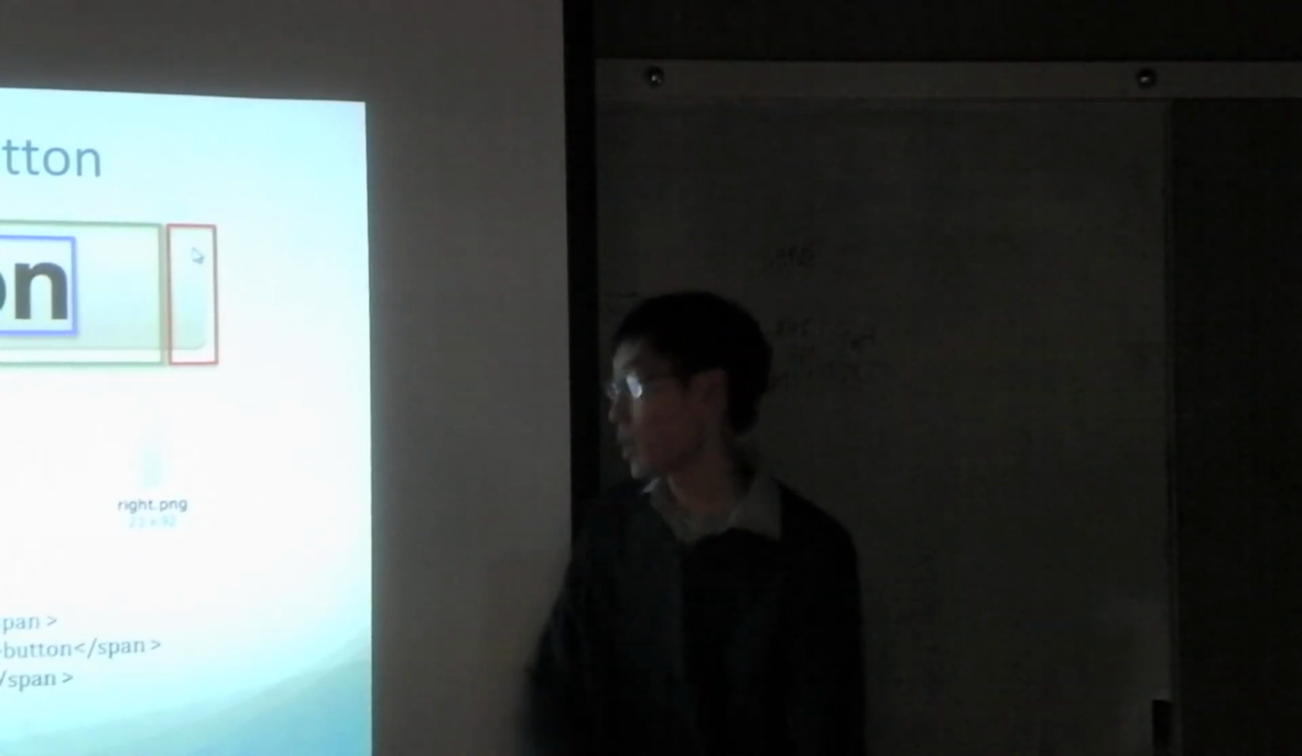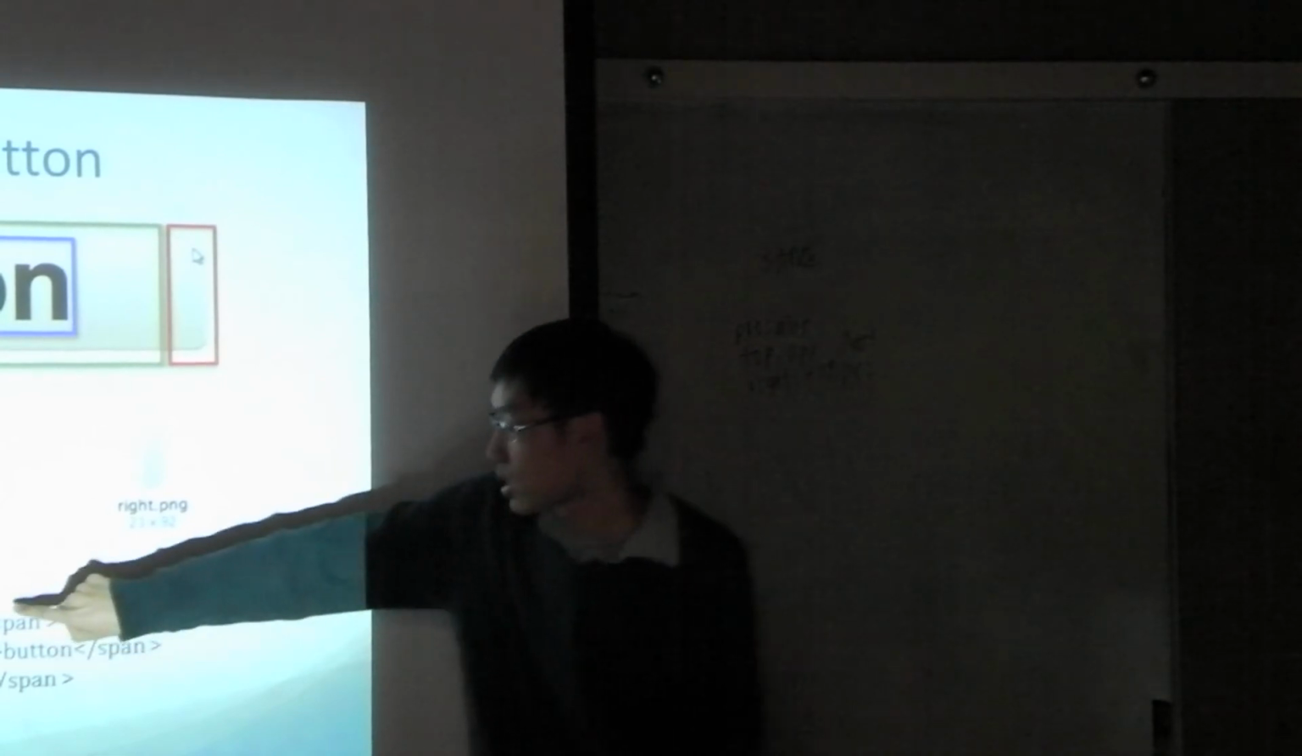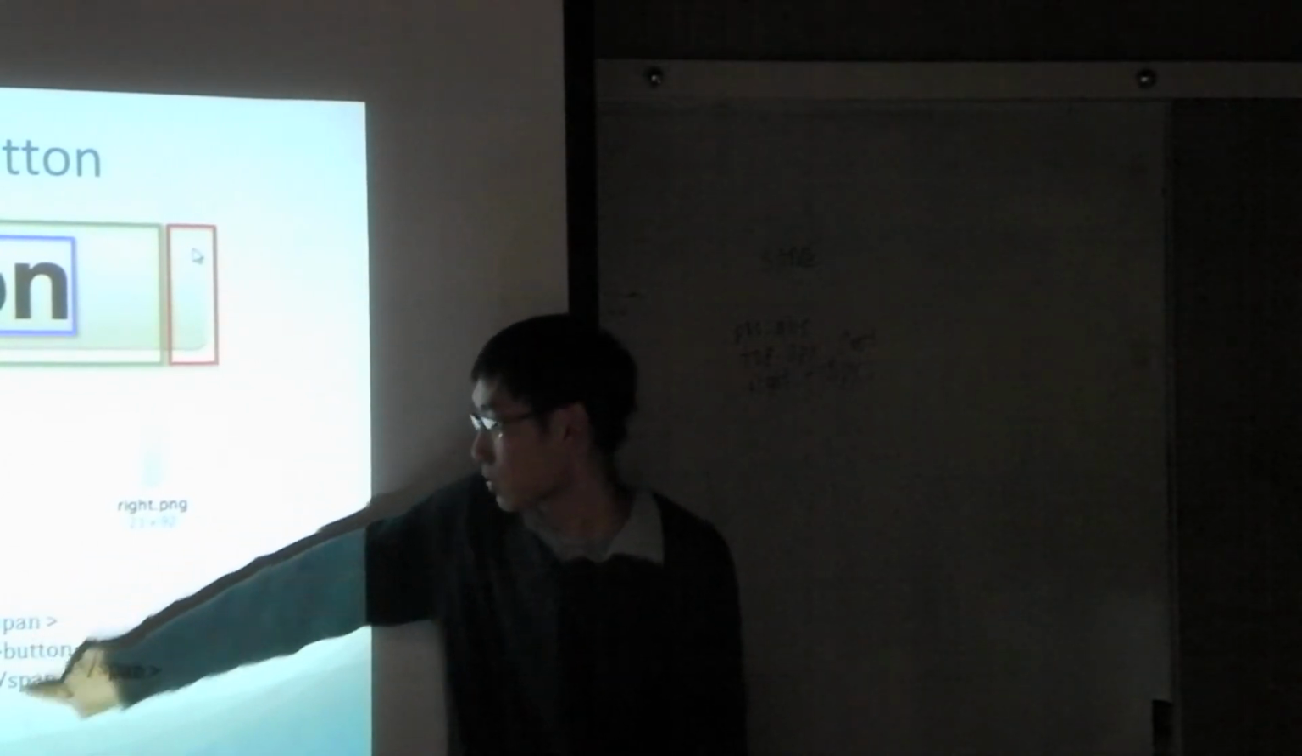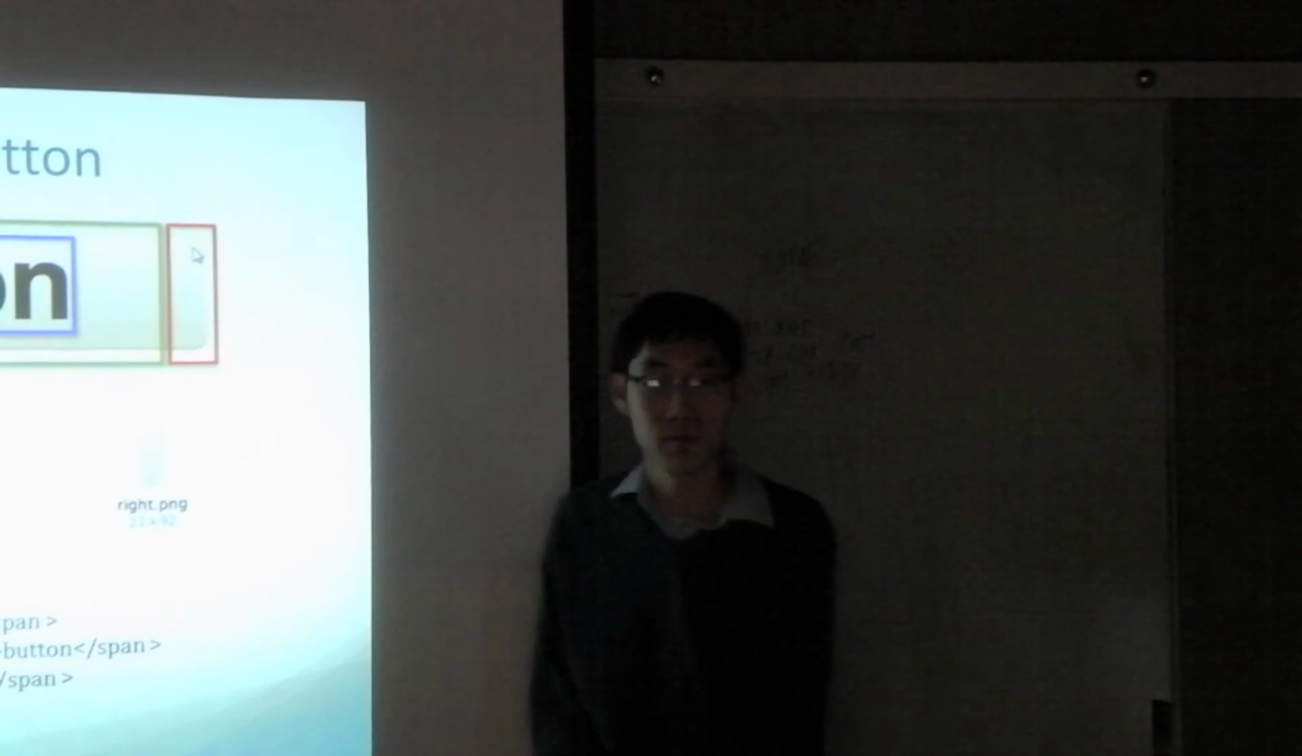And so this is the HTML. We're just going to make an A element and put 3 spans inside: span left, span middle, span right. Okay. Everyone understand this?